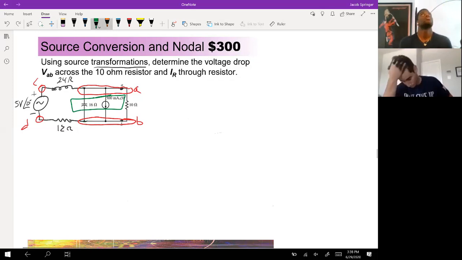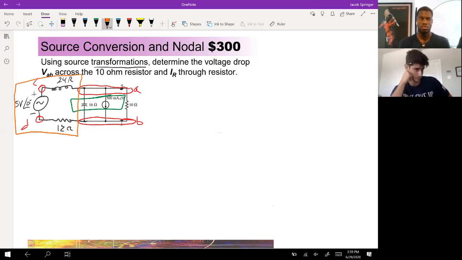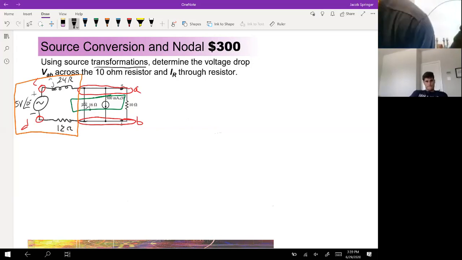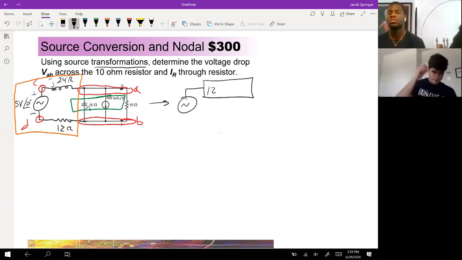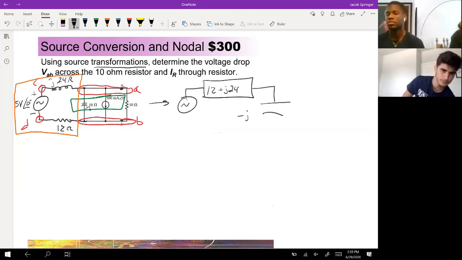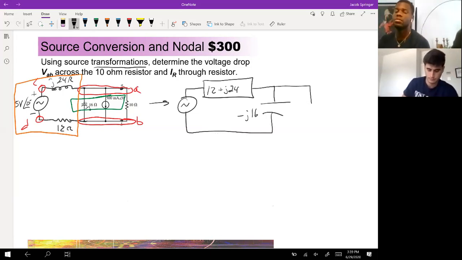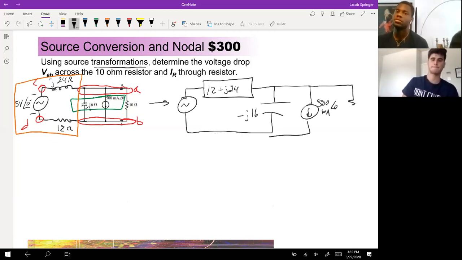But what I'm going to transform is what I'm boxing in orange here, which is the voltage source and the two elements that are in series with it. I say two elements in series because C is exclusively shared between the 24 ohm inductor, which I could label with a J, and the 12 ohm resistor. So if I was to put that into a box, here is my Z, 12 plus J24. Here's the negative J16 capacitor. And then here's my 500 milliamp angle 0. And there's the 10 ohm resistor.